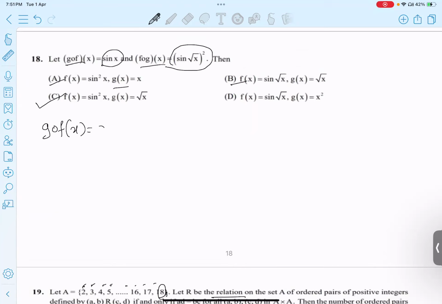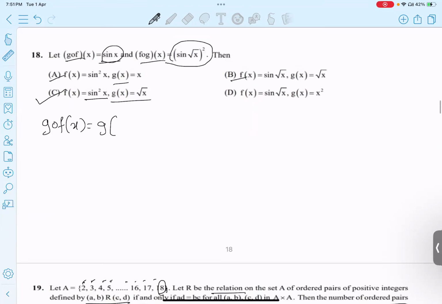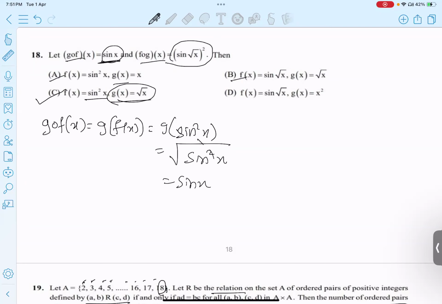So this can be written as gof. We have to substitute f of x as sine square x and g of x as root x, and we have to get sine x. How do we do this? g of f of x, which can be written as g of sine square x. g of x is root x, so under the root, sine square x, the square root and square are eliminated, and we get sine x. We got sine x as the right value.